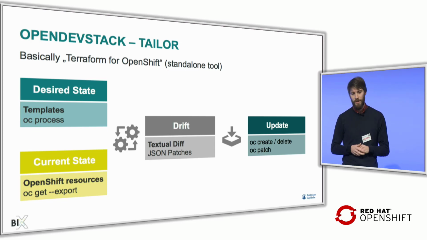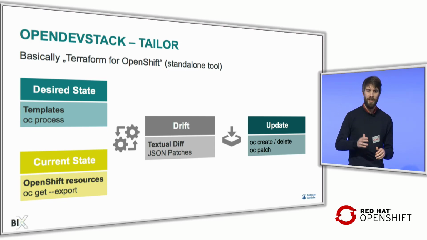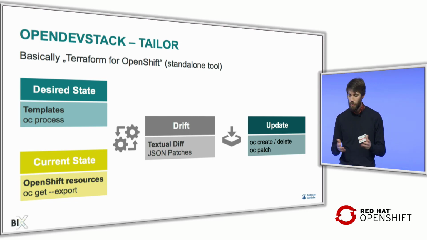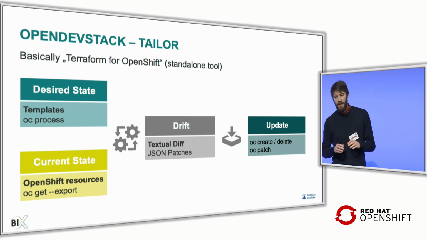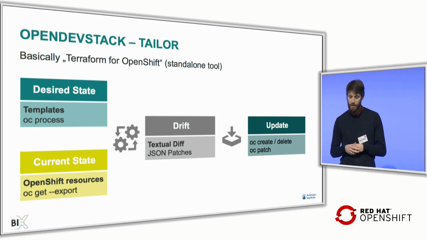So this Tailor is a standalone tool. We use it a lot in Open DevStack. When you install Open DevStack, you set up all the infrastructure on OpenShift with this tool, and when new versions come around, you can update with this tool. How it works is pretty simple. First, you get the desired state. This is what is in your templates. So your OpenShift templates, we use OC process to process them with parameters, and then compare the desired state with the current state, which is an export from your cluster. You compare that, you get the drift.